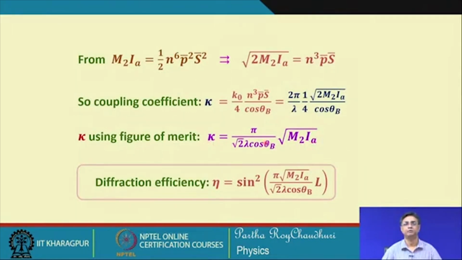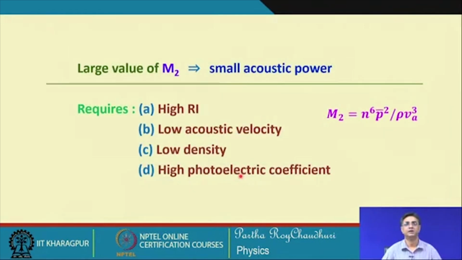That is why I am talking about this. These numbers from the design point of view will be useful. So, using this kappa we can have the diffraction efficiency in the first order, which we defined earlier, as sine squared of kappa into L. L is the fixed width of the acoustic wave, and for kappa we write this expression. So, that is a very useful relation which will be used for the design of modulators.